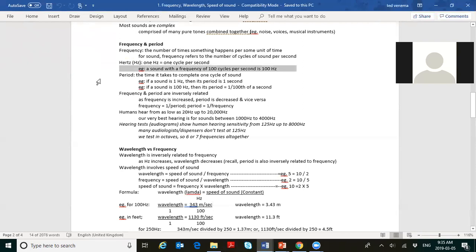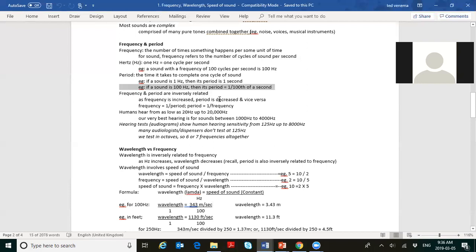And the period is the time it takes to complete one cycle. So if a sound is 1 hertz, then its period is 1 second. It took 1 second to produce 1 compression and 1 rarefaction. If a sound is 100 hertz, then its period is 1/100th of a second, because you had 100 bumps, 100 compressions, and 100 rarefactions per second.